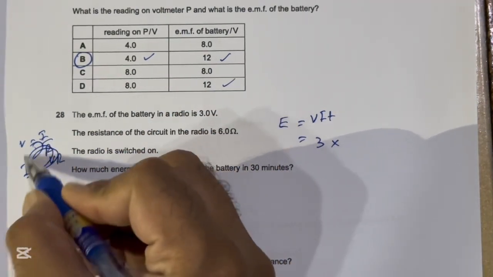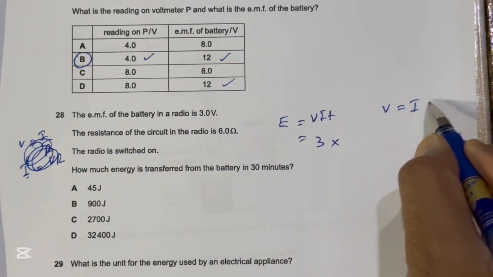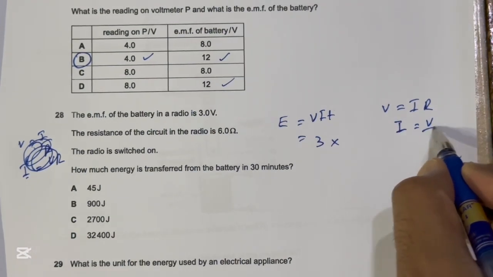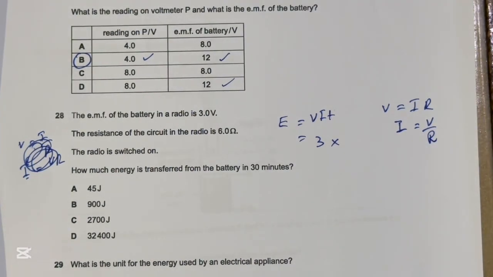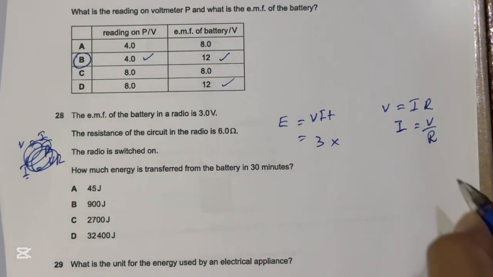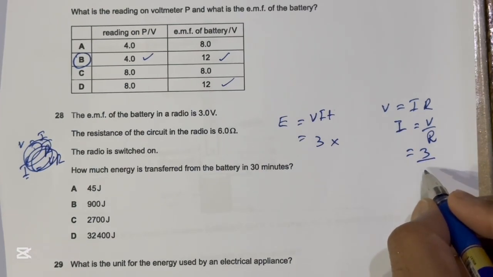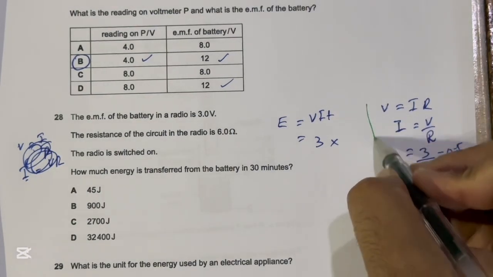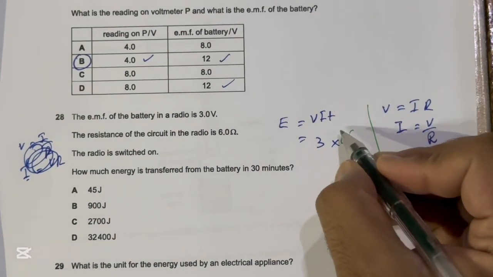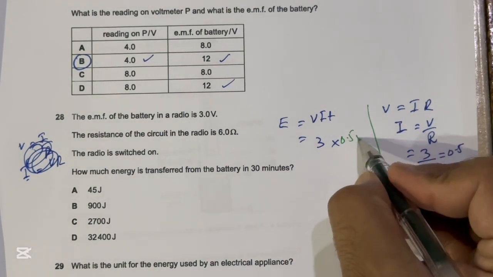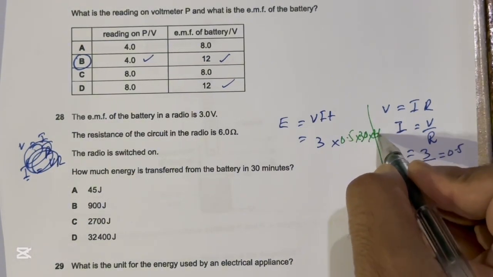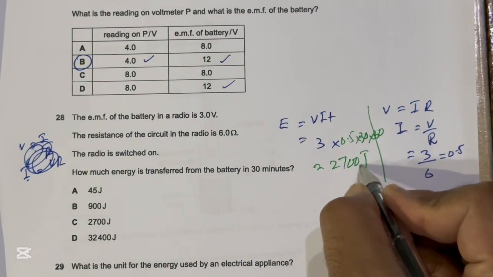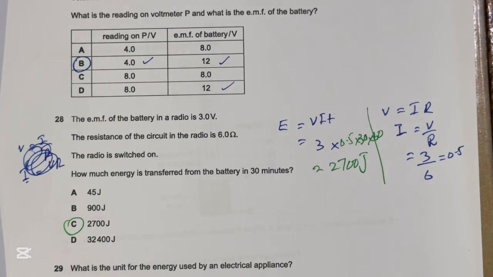V is equal to IR, then I is equal to V by R. So the value of voltage is 3 and value of resistance is 6 ohm, so we get the answer 0.5. So we can now substitute the value of current, that is 0.5, and the minutes are 30 and we need to convert it into 60. So after multiplying all those values we get the answer 2700 joules. So option number C is carrying that choice.